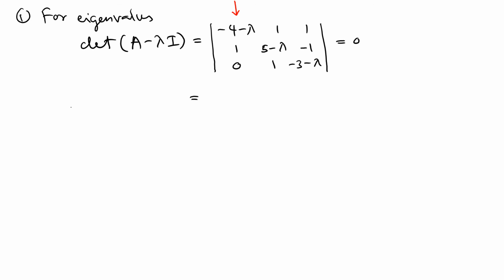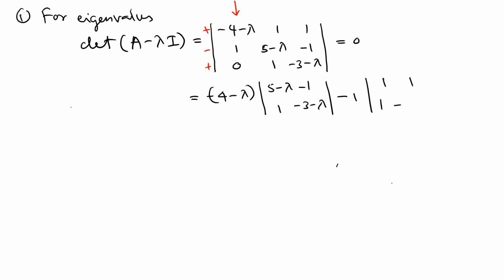If you do that, you're going to get negative 4 minus lambda times the determinant, the minor. The minor is 5 minus lambda, negative 1, 1, negative 3 minus lambda. The sign convention is plus, minus, plus, so this next number is minus. The number is 1 times, we delete the row and the column that has that number, so we delete the first column and the second row. You're going to get 1, 1, 1, negative 3 minus lambda. Okay, so this is not that bad.